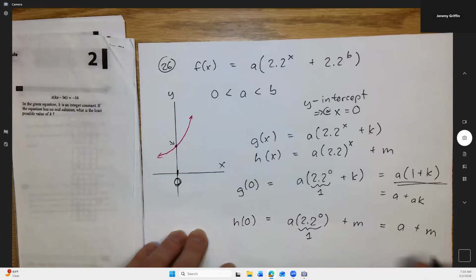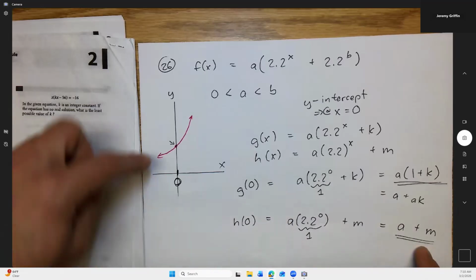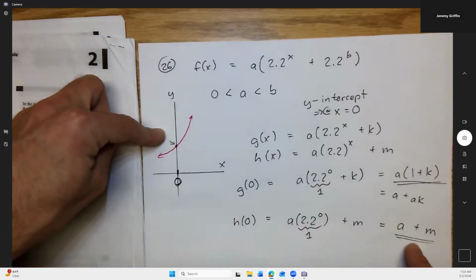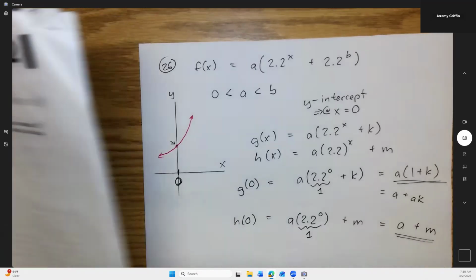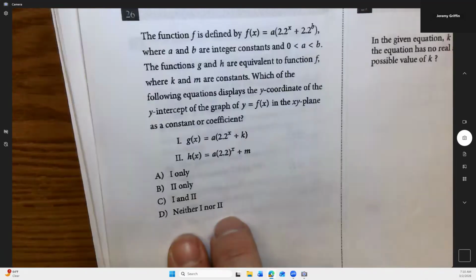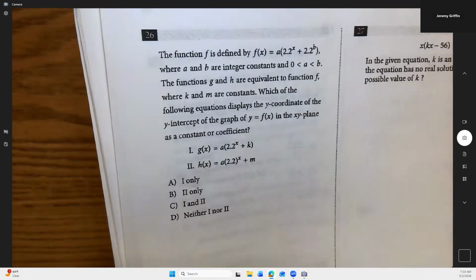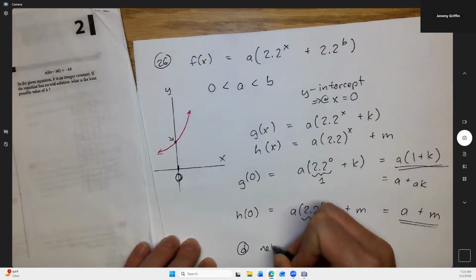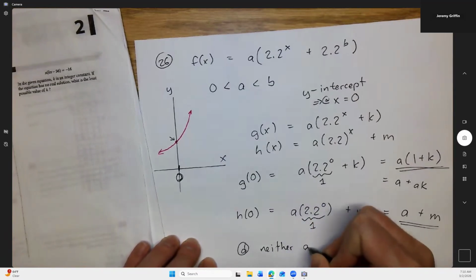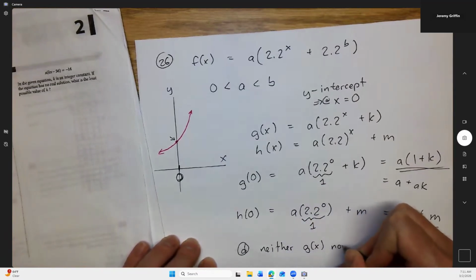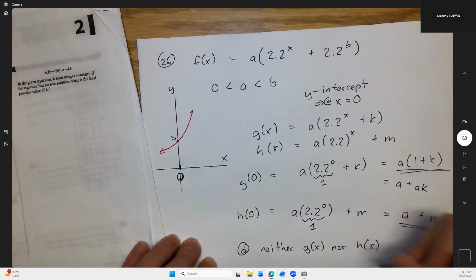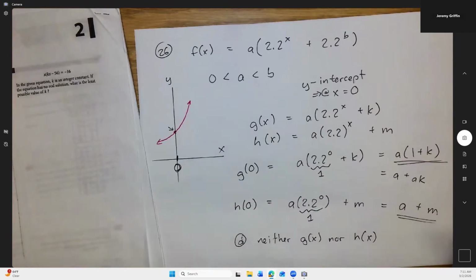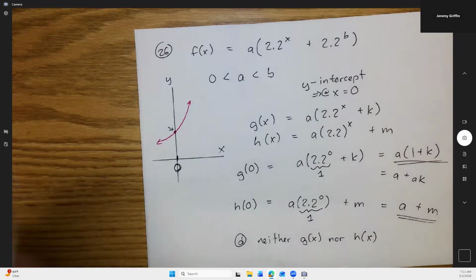But in this case, that's not what's going on. So this y-intercept is at a plus m as the y value. So the answer is D. Neither of these equations express the y-intercept as a constant or coefficient. So D, neither g of x nor h of x. All right, there you go. So there's a little bit better explanation of that one.